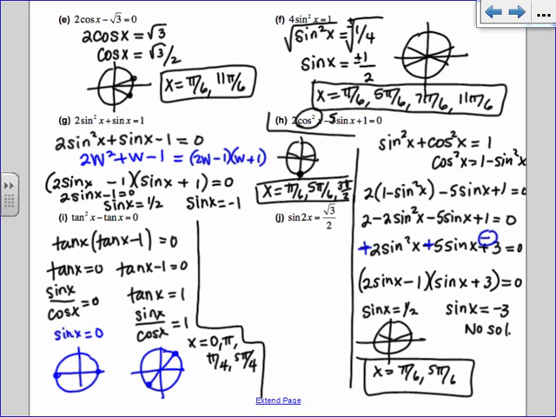All right, so the ones that we haven't talked about, so I told you guys to skip E on your homework, was this one. So letter J says sine of 2x equals root 3 over 2.